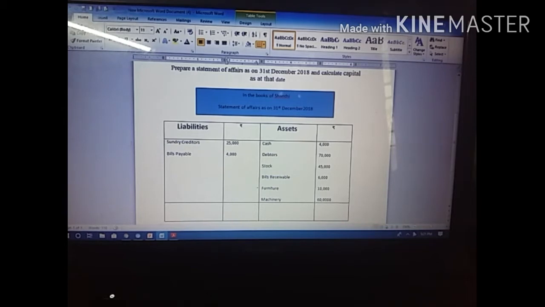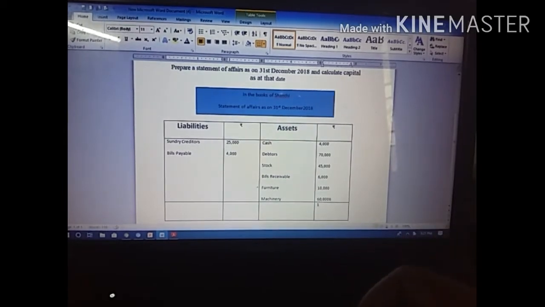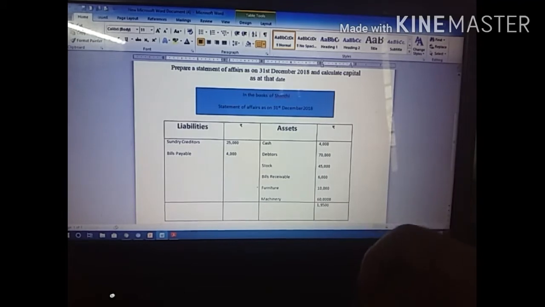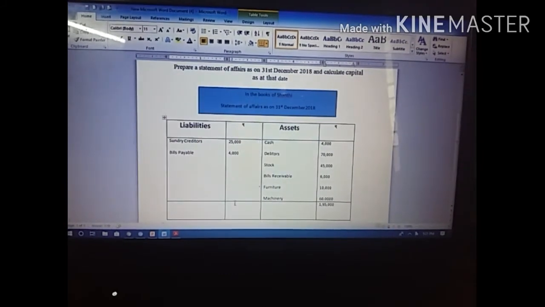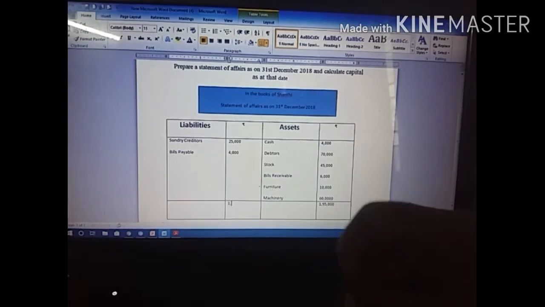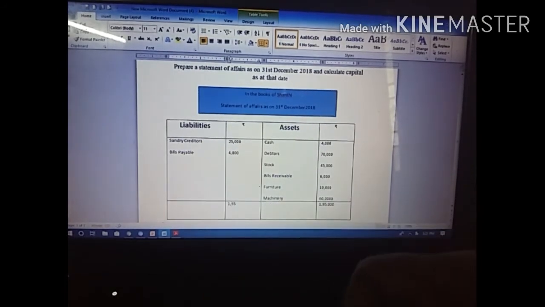Now we have to add separately. Add the liability side separately and the asset side separately. If you add the asset, you get 1,95,000. You have to put the highest value on both sides, 1,95,000.